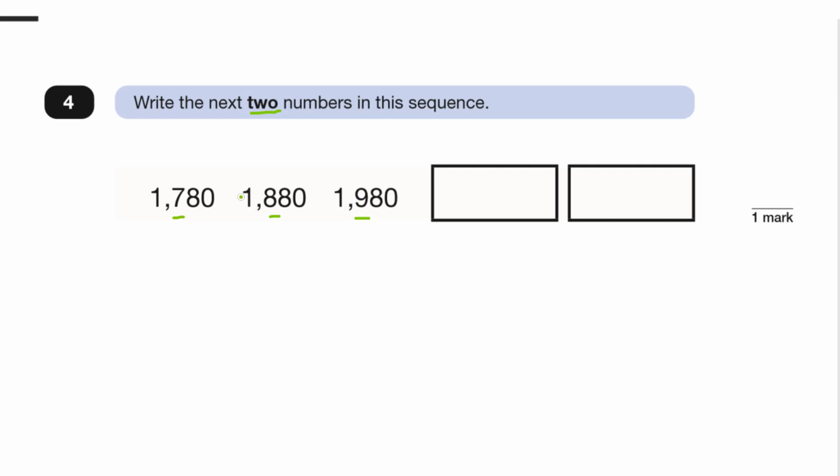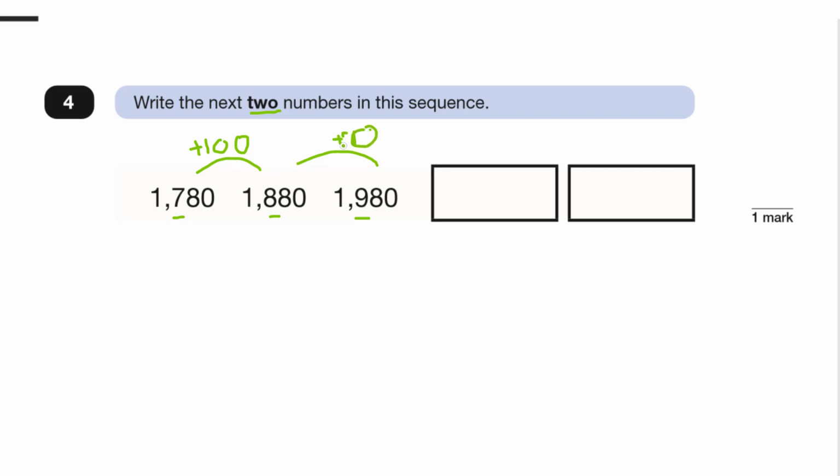Now, it's going up by 100 each time also. We could think about this by going up by 100. Because if we just think about 7, 8, 9, then automatically you're going to think, oh, 10. And then that can be where we get a bit tripped up.